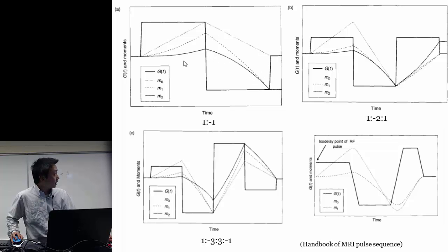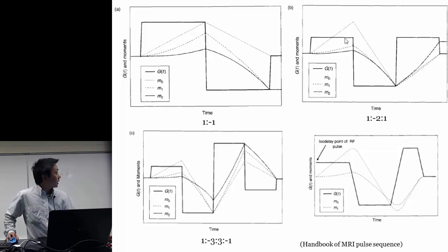But in this case, we can see that the first gradient moment is not 0, and neither is the second order gradient moment. So if the spin is moving or accelerating, which is very common for blood because of the pulsatility of the heart, there will be an extra phase developed for those spins.